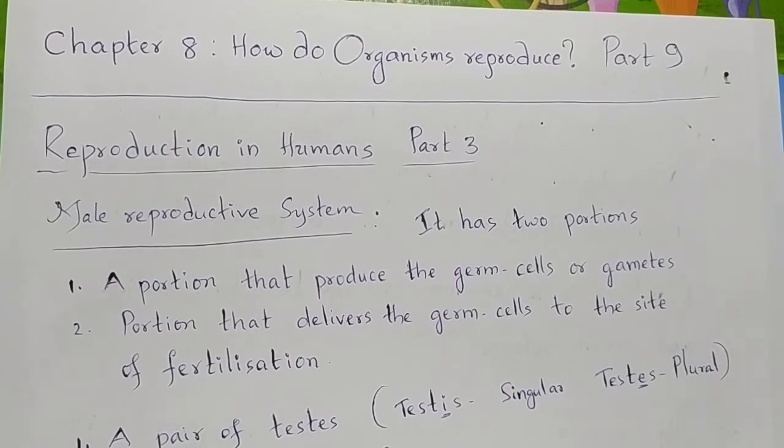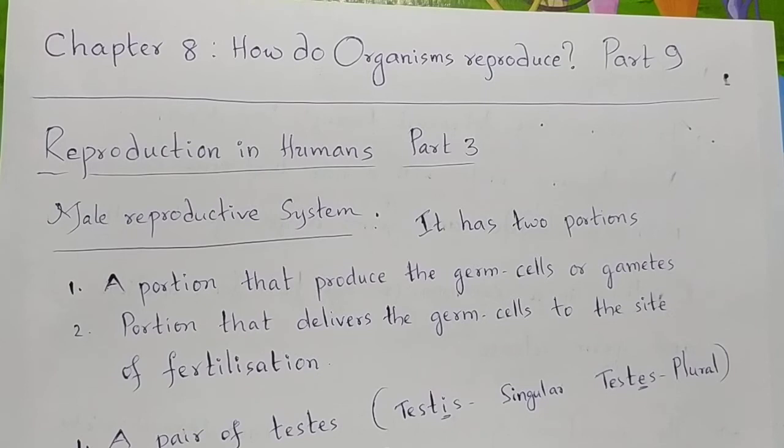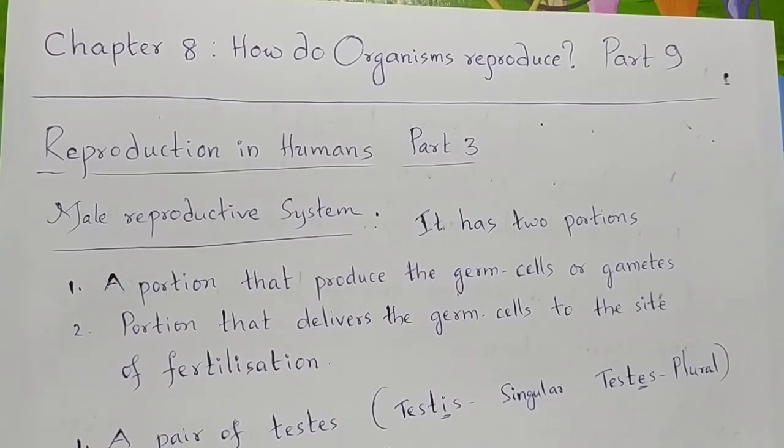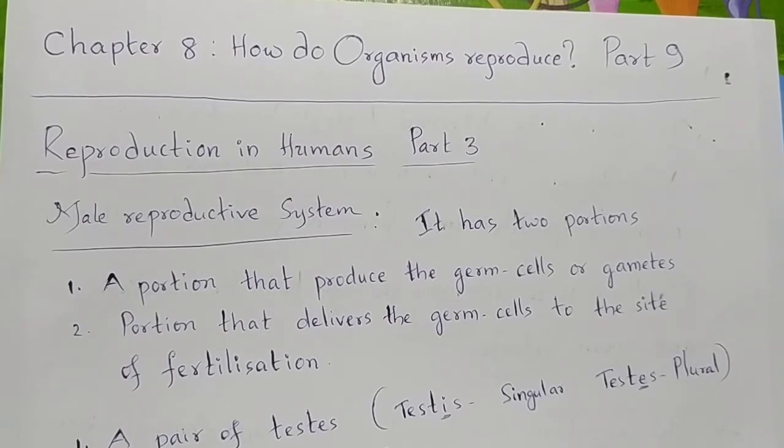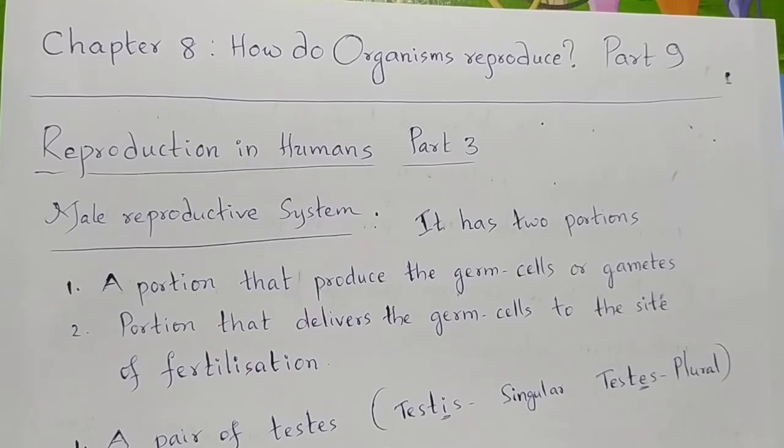In order to understand the process of reproduction clearly, we need to understand the structures and functions of the male and female reproductive systems clearly. Let us first discuss the male reproductive system. The male reproductive system is present only in males, that is men. It has two portions. The first portion produces the germ cells or gametes, and the second portion delivers the germ cells to the site of fertilization.